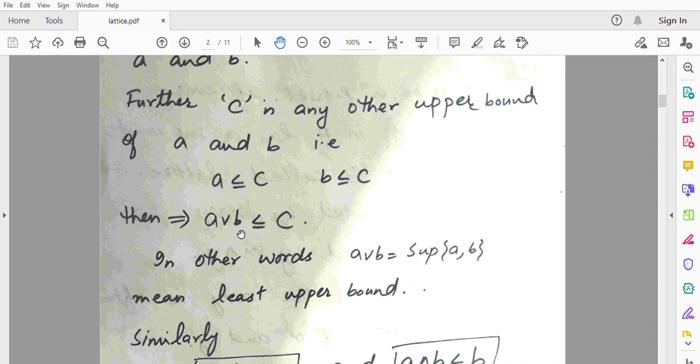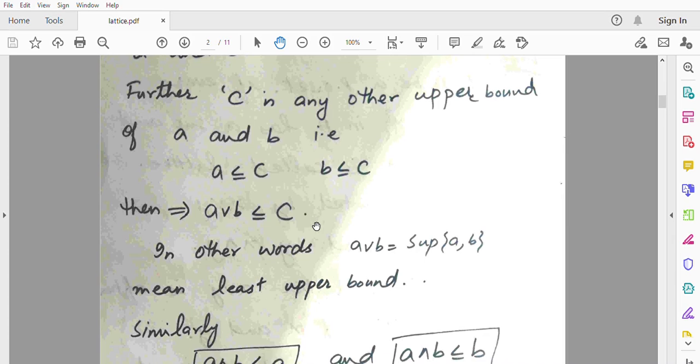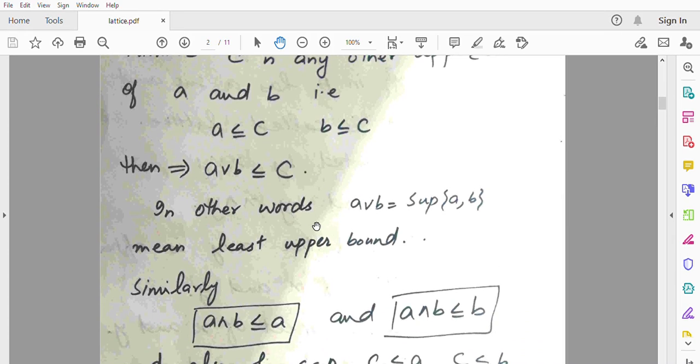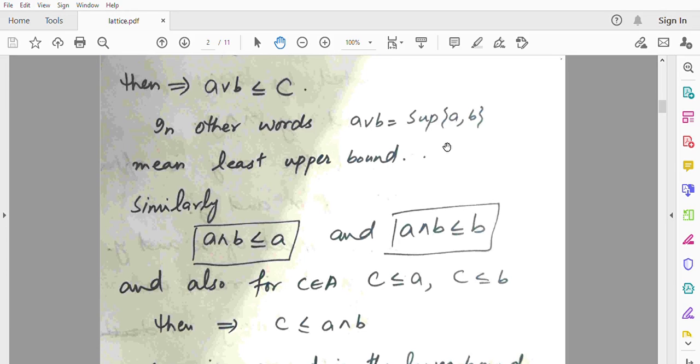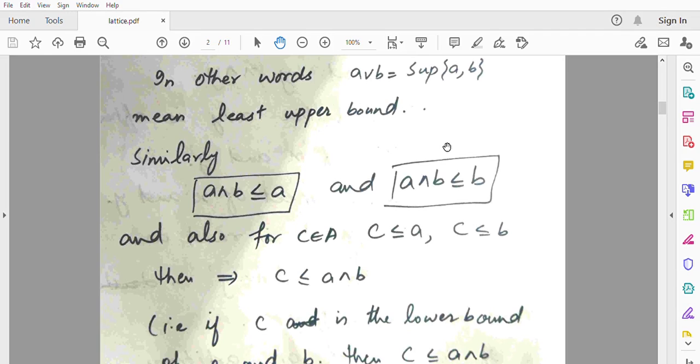So it will precede, which means that A supremum B is always preceded by that other upper bound. In other words, A join B is actually the supremum of A and B, meaning the least upper bound. Similarly, the least upper bound of that thing.